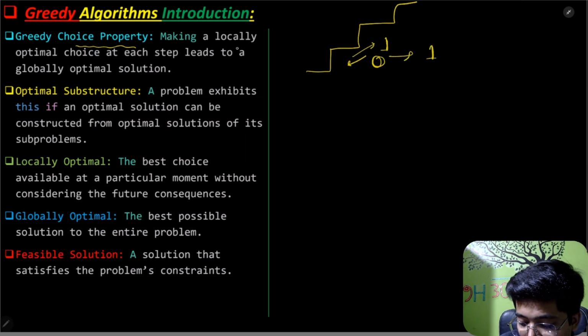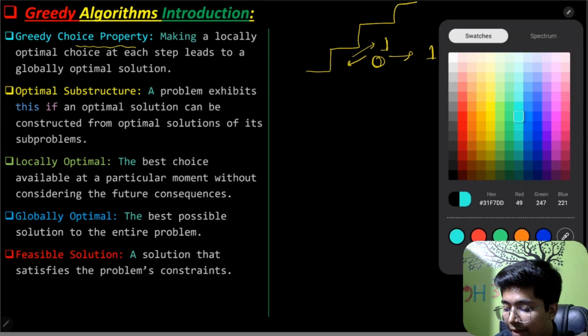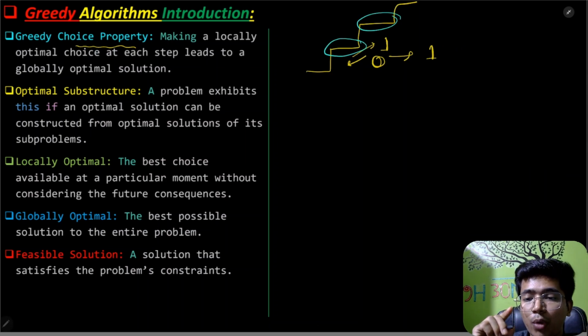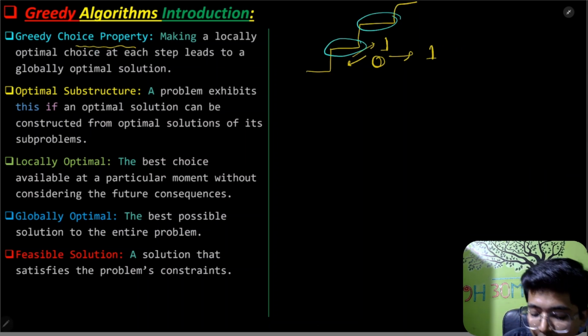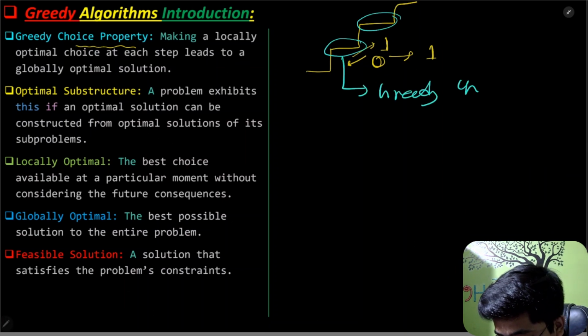Making a locally optimal choice at each step leads to a global optimal solution. We always took a decision at every step. In algorithm language, these decisions are called the greedy choice property.